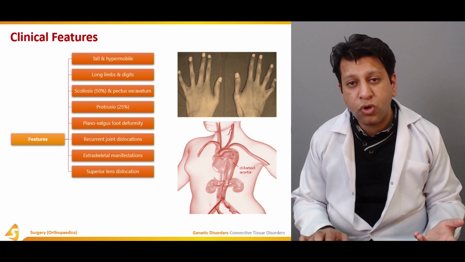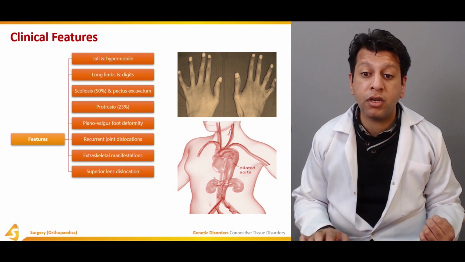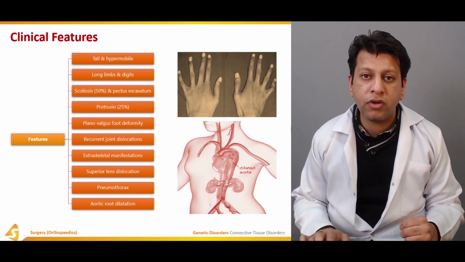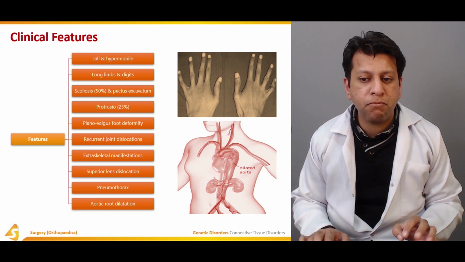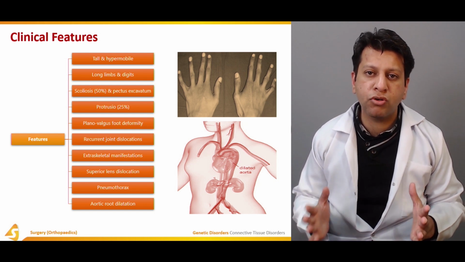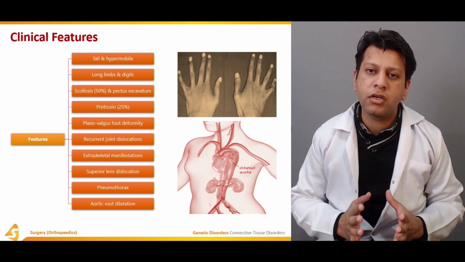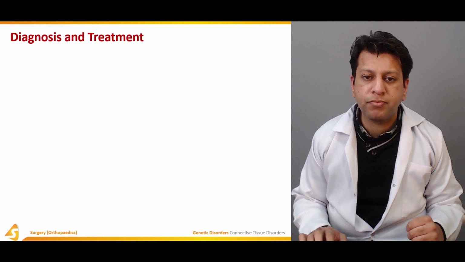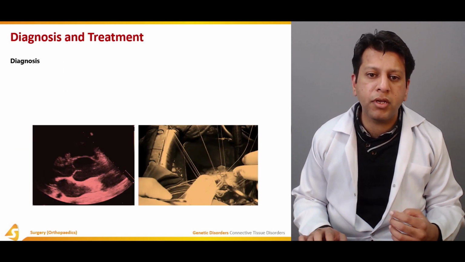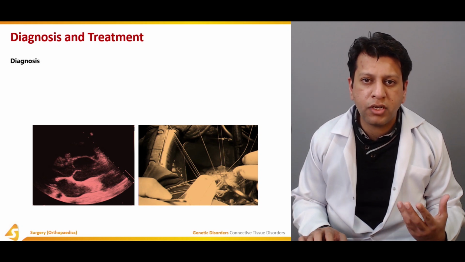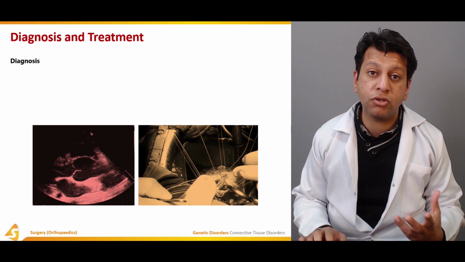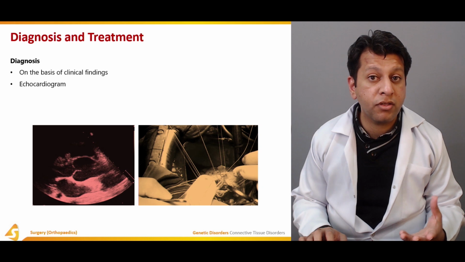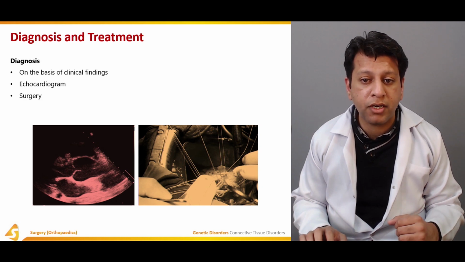As they have ocular abnormalities as well, this may result in superior lens dislocation, pneumothorax, and aortic root dilatation in case of cardiovascular anomalies. So usually the problems are grouped into three categories, that is the ocular, cardiovascular, and musculoskeletal. They may have a dural ectasia as well. Diagnosis is based on screening these patients, especially those who are tall and have long fingers, on the basis of clinical findings, then echocardiography, which will show mitral prolapse and other problems.